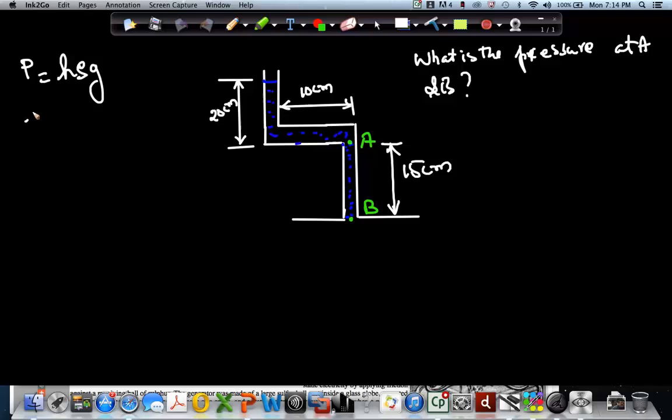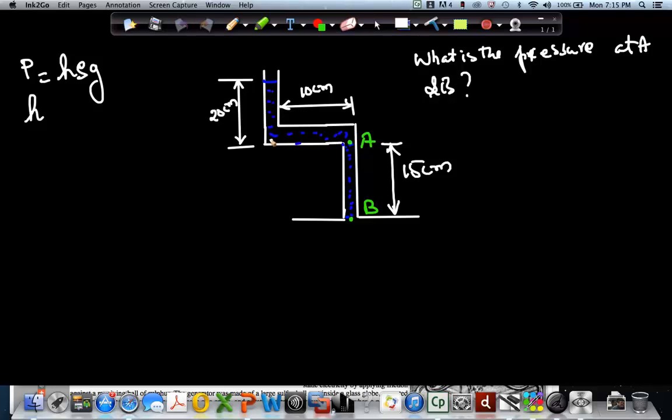What is the vertical column above A? 20 centimeter. Absolutely. Why are you taking 20 centimeter? The reason is because if I know what is the pressure here, directly below this, it will be the same pressure here. If I know the pressure at this point, which is at the same level as A, then the pressure here will be the same as this. Why?